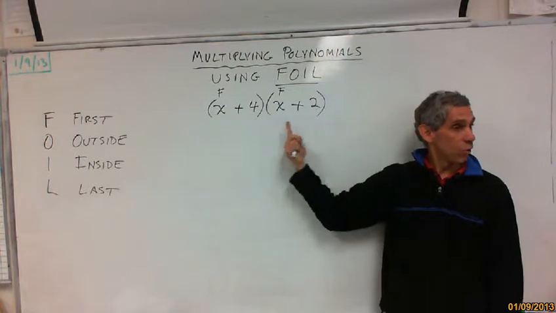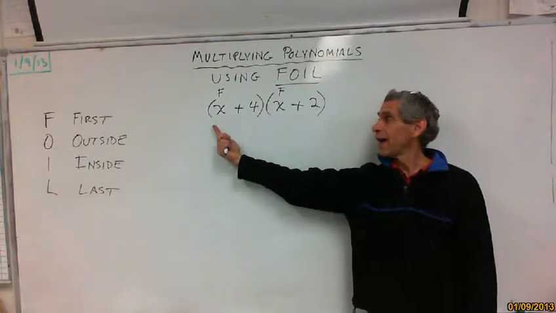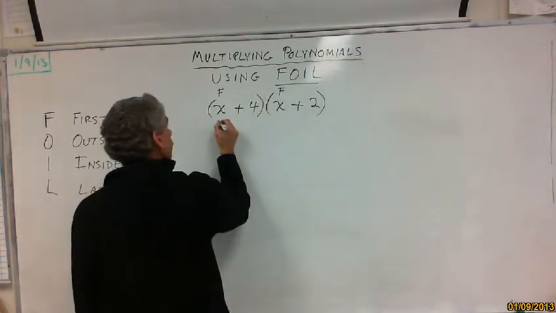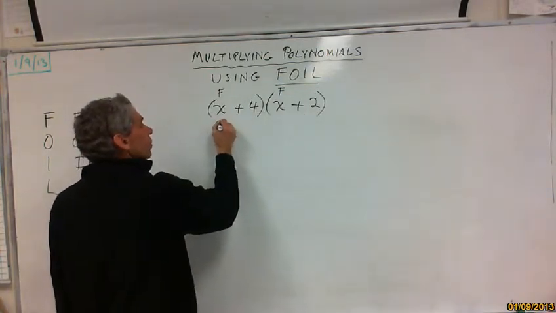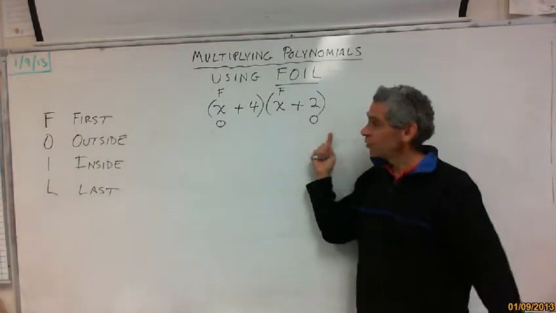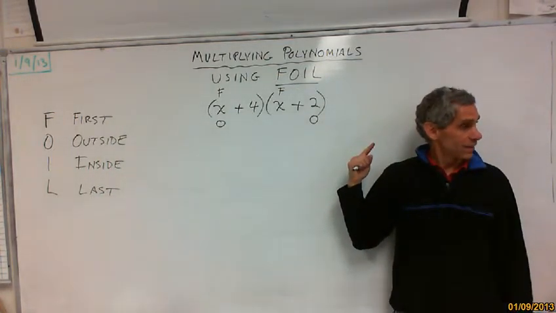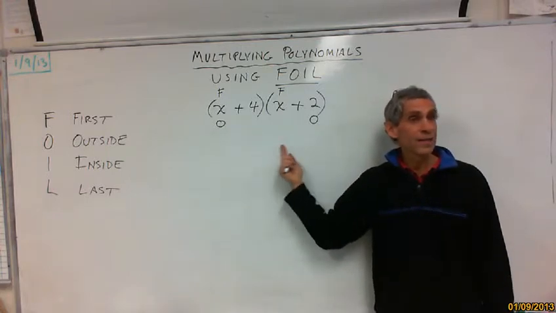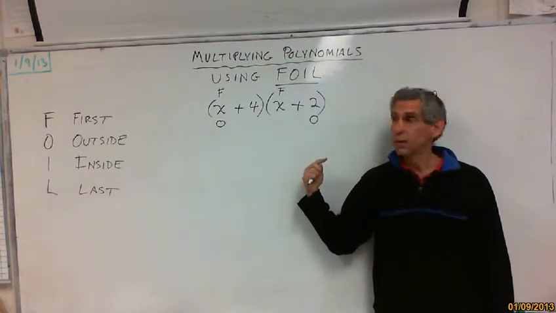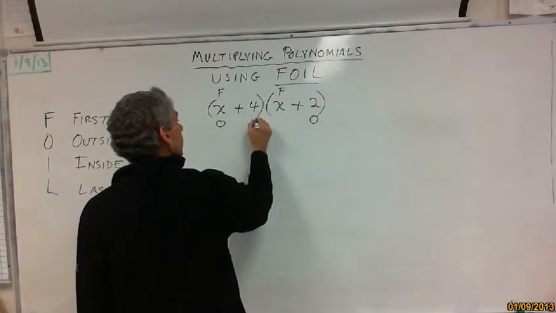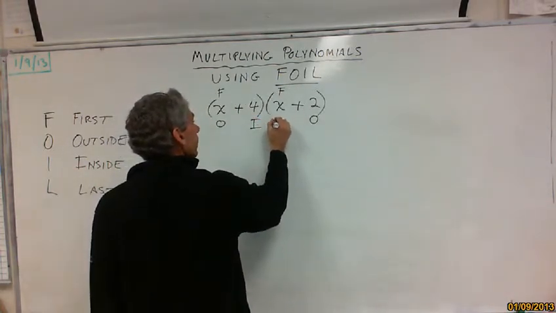X and 2. Those are my outsides. The outside is here, X, and the outside is here, 2. So that's my O's. And then now think about it again with the I for the inside. I'm thinking this is my whole house again. What are my inside terms? 4 and X, exactly. So that's my inside.